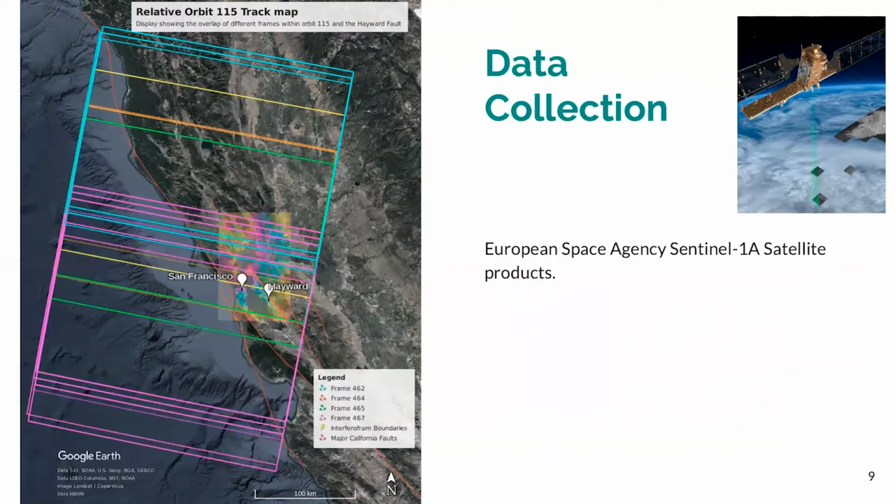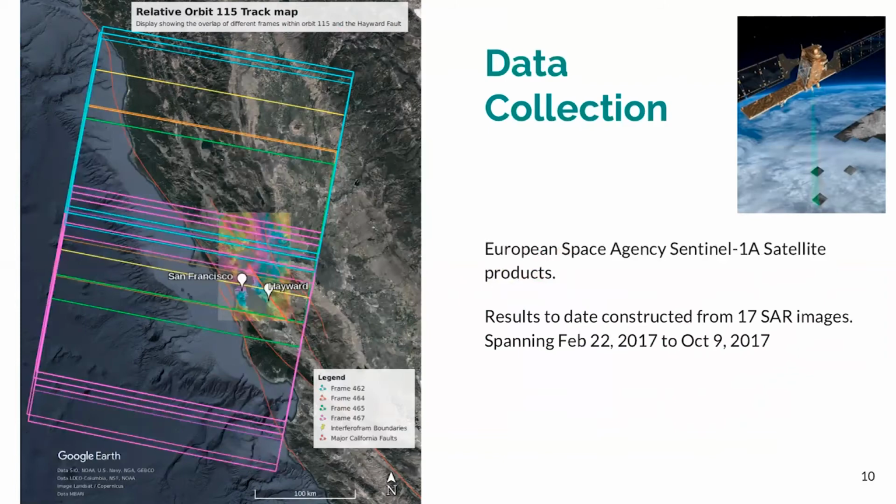Again, we get our data from the European Space Agency. They have a satellite called Sentinel-1A. They also have one called Sentinel-1B, and in the future, we may be looking at that one as well. Our results so far have been constructed from 17 SAR images, spanning from February 22nd, 2017 to October 9th.